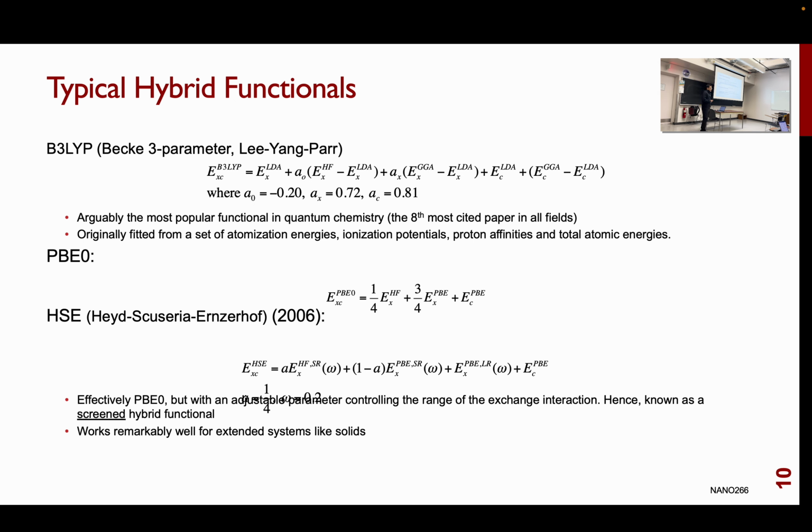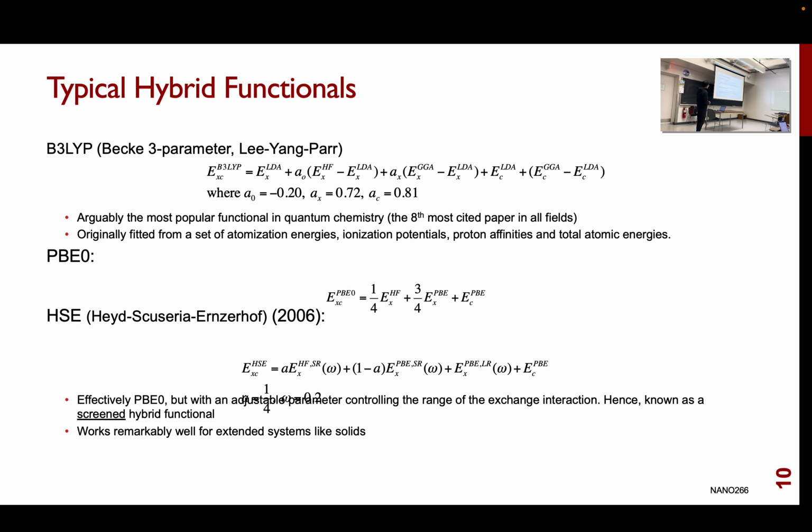The reason why B3LYP is so important is because it's arguably the most popular functional in quantum chemistry. You pick up any publication doing quantum chemistry calculations on molecules, the chances are more often than not that the paper is using the B3LYP functional. If you recall, when I talked about the top 10 most cited papers in all of history, the paper that defines the B3LYP functional is actually the 8th most cited paper in all fields.